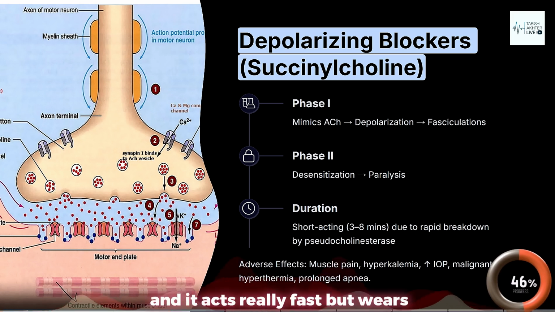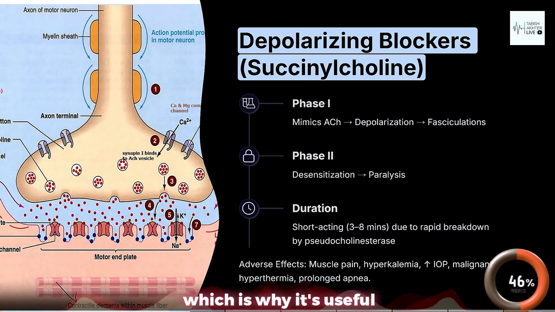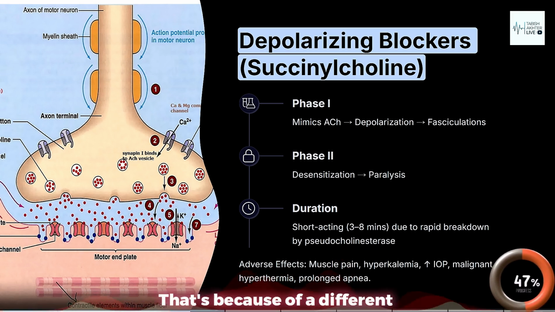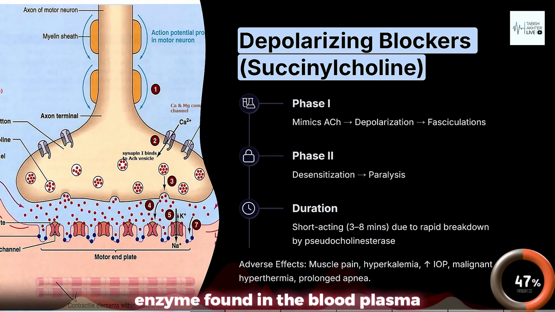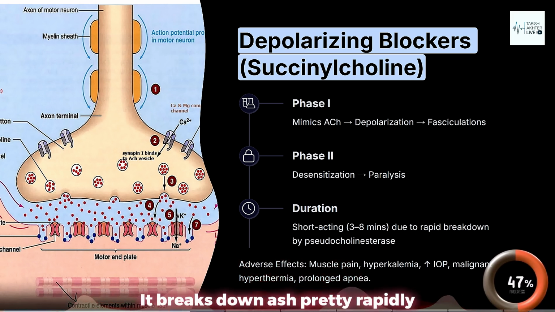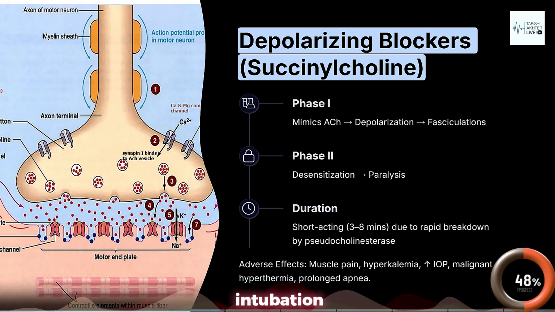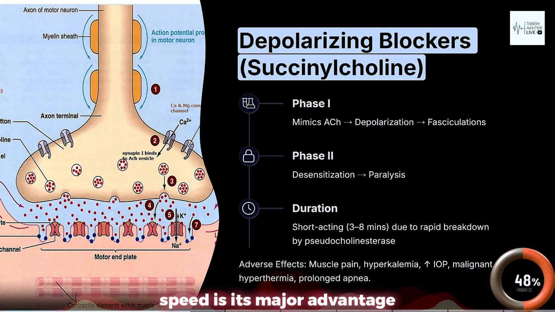Wow. Okay. And it acts really fast but wears off quickly, like 3 to 8 minutes. Super fast onset, which is why it's useful. And yes, short duration. That's because of a different enzyme found in the blood plasma called pseudocholinesterase. Plasma cholinesterase. It breaks down SCh pretty rapidly. Which makes it good for quick procedures, like putting in a breathing tube, intubation. Exactly. Its speed is its major advantage there.